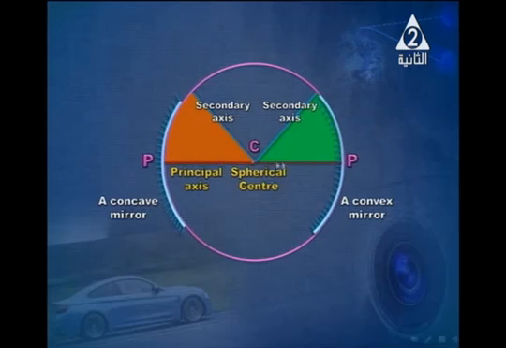This is the principal axis. This is the radius. This is the convex mirror, concave mirror, the pole of the mirror, center of curvature. This is the radius, or maybe the secondary axis, which passes through the point C and any point in the circle except B.